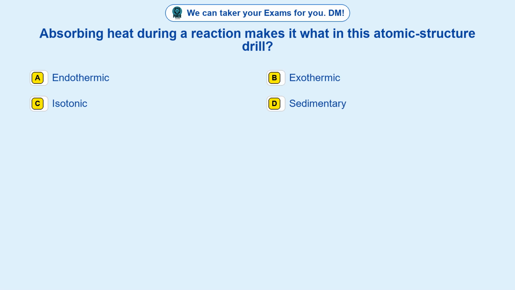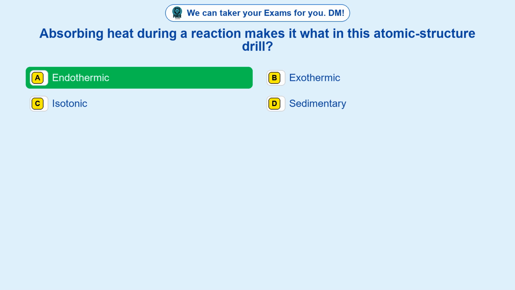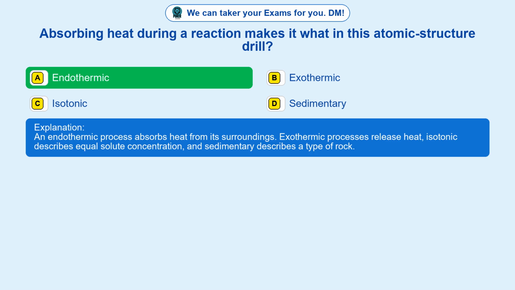Question 47. Absorbing heat during a reaction makes it what in this atomic structure drill? Option A endothermic. Option B exothermic. Option C isotonic. Option D sedimentary. The correct answer is option A. Endothermic. An endothermic process absorbs heat from its surroundings. Exothermic processes release heat, isotonic describes equal solute concentration, and sedimentary describes a type of rock.